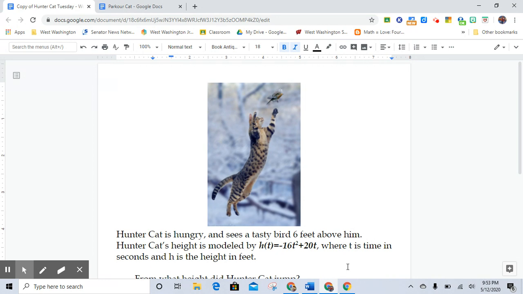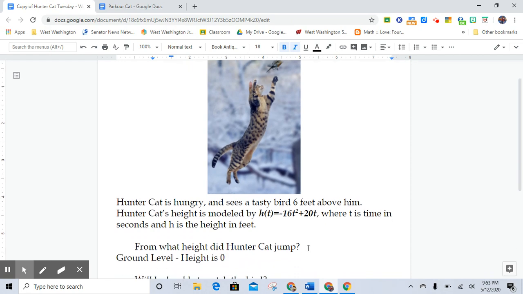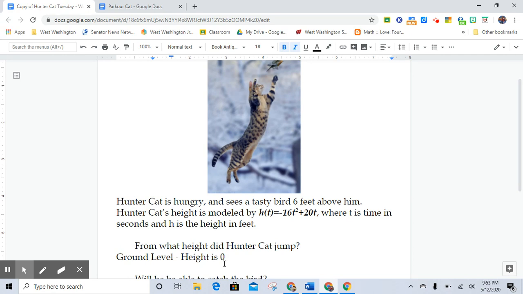So Hunter Cat is hungry. He sees a bird 6 feet above him, and his height is modeled by this. From what height did he jump? Well, there's no constant term here, so there's no initial value. So the height that he jumped from was 0, which means that he was at ground level.